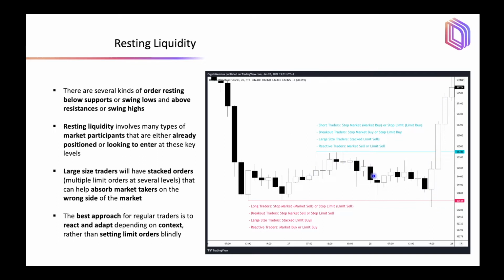So if we had the other scenario where the market would have taken liquidity here, then we could assume that it would have gone down after that. And so you can adjust your trading based on your reading of what the market is doing.